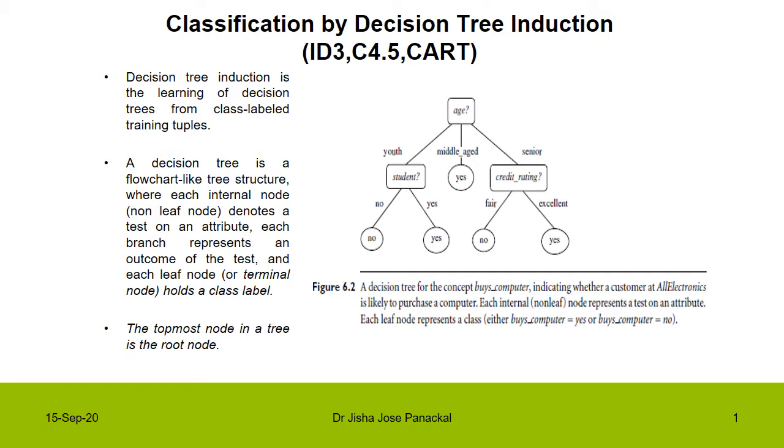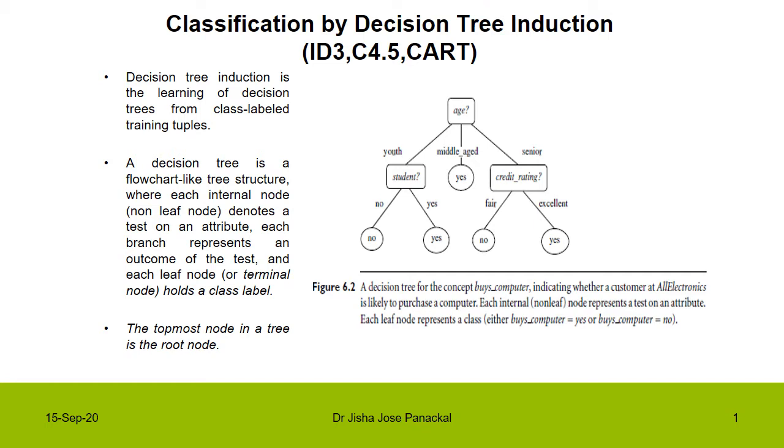A decision tree is a flowchart-like tree structure where each internal node denotes a test on an attribute, each branch represents an outcome of the test, and each leaf node holds a class label. Here we have seen this example while we were introducing the classification and prediction methods. So once again you'll be familiar with this decision tree that is based on the age attribute.